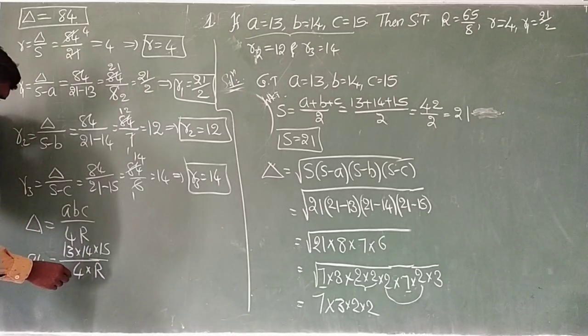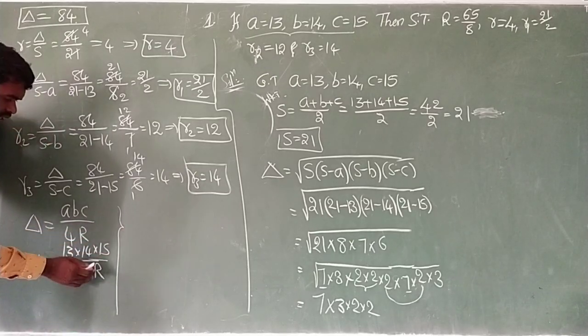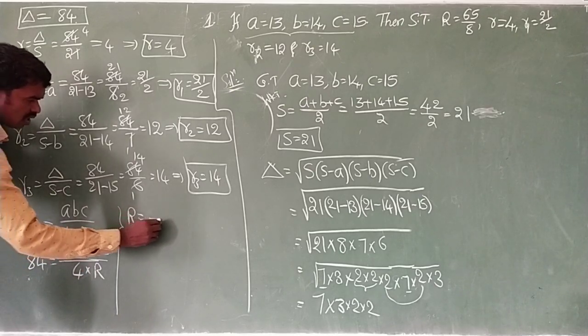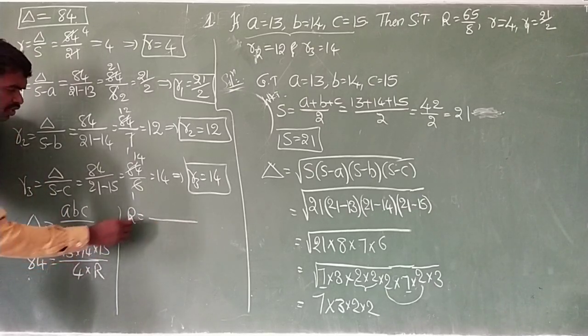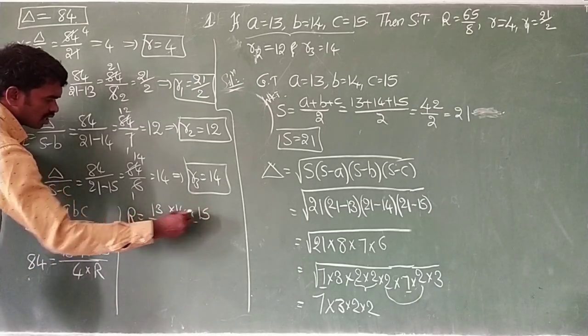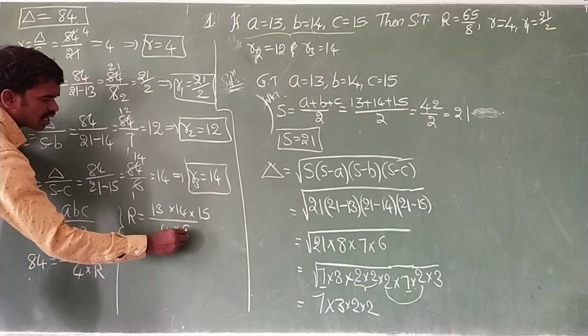Is there anything to answer? See, capital R I am bringing to this side. It is in the denominator, so it goes to the numerator. Then capital R equals 13 into 14 into 15, keep it as it is. Next, 84 goes to the denominator. Already 4 is there, so 4 into 84.